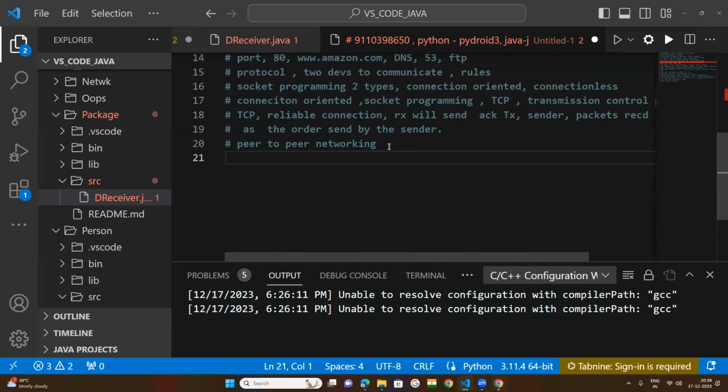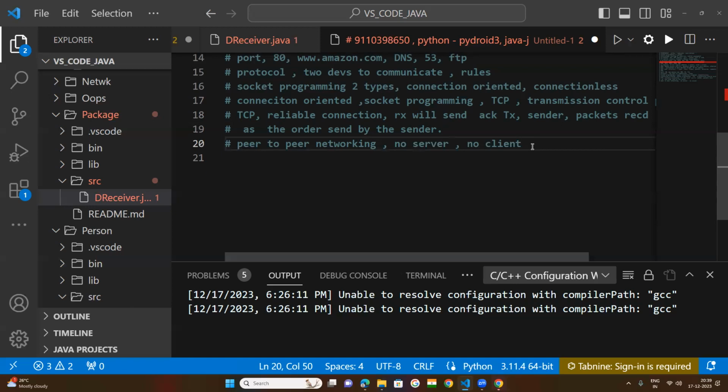In peer-to-peer networking, there are only devices, no server and no client. What do you mean by this? As per the situation, every device will function as a server or a client. If it is receiving, it becomes a client; if it is sending, it becomes a server.